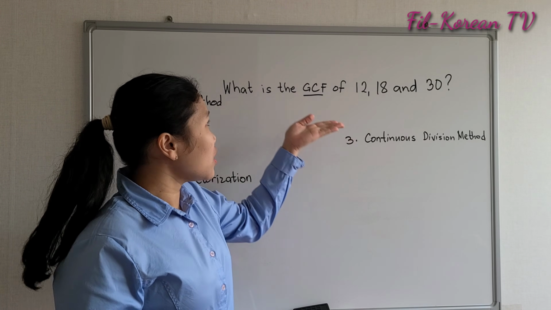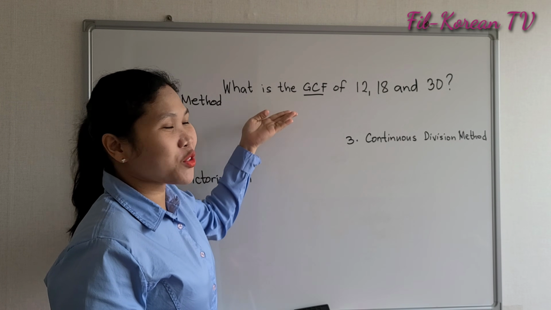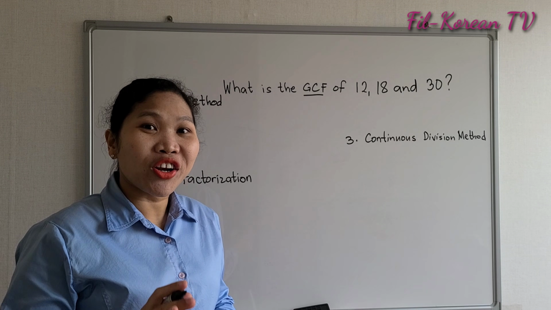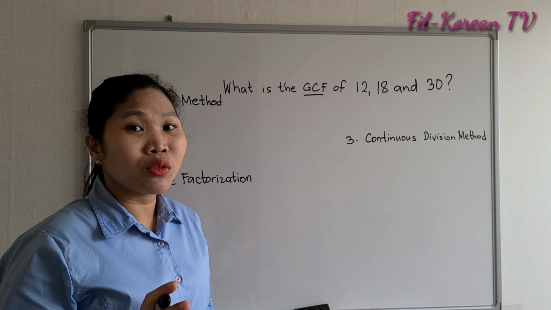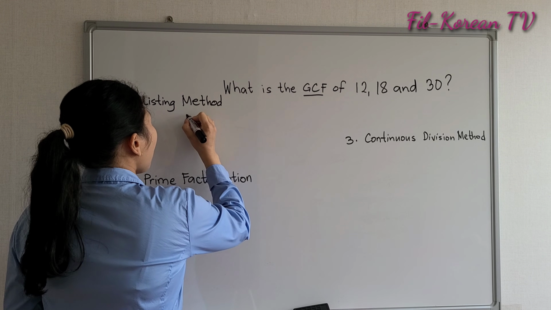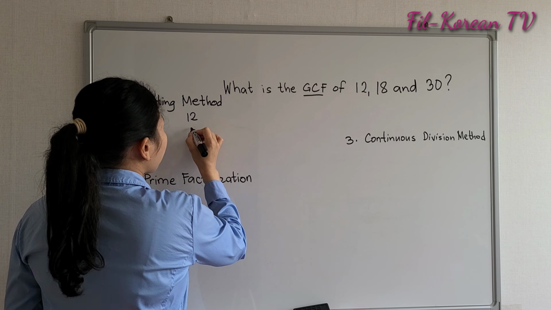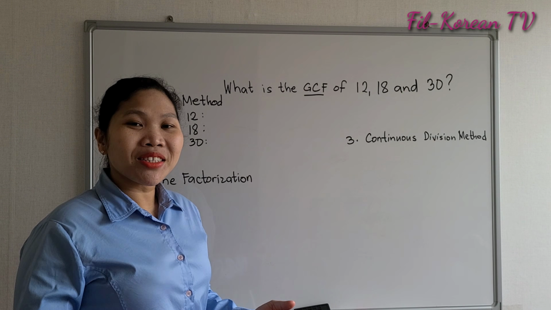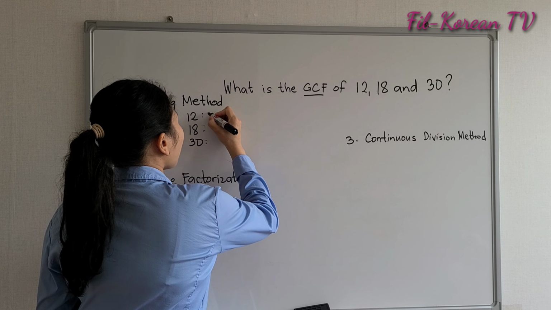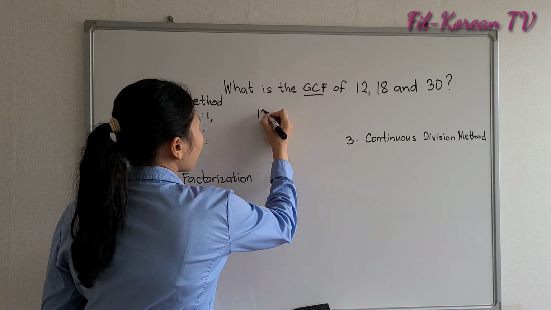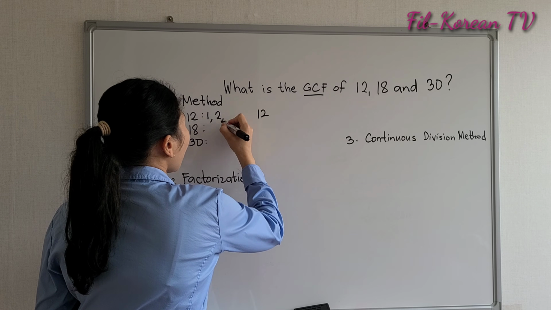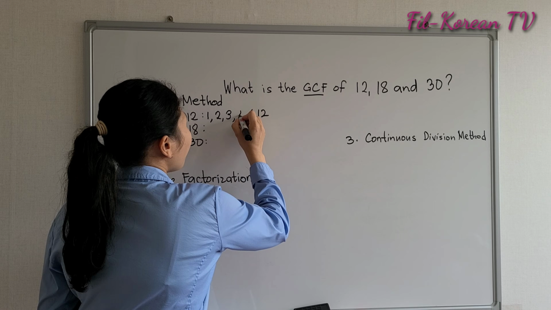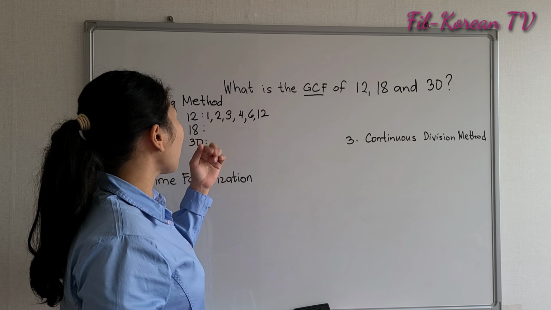Now, for another example, let us answer this question. What is the GCF of 12, 18, and 30? There are 3 numbers, but still we will do the same. Listing method, just list down the numbers. Okay, let us list all the factors. 1 and 12. Then 2 and 6. 3 and 4. These are the factors of 12.